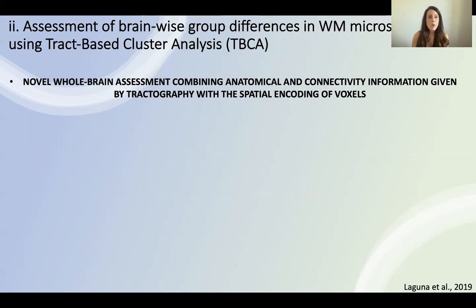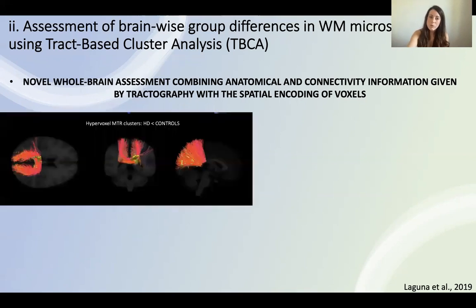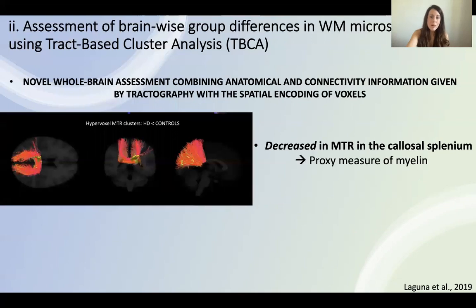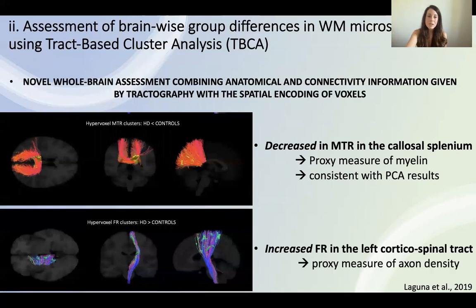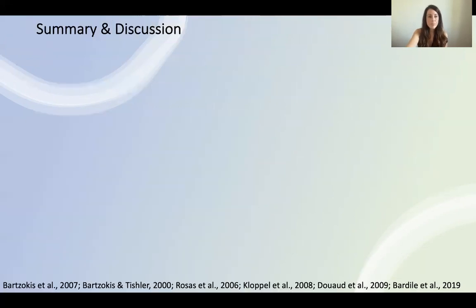is a novel whole brain assessment which combines anatomical and connectivity information provided by tractography with the spatial encoding of voxels. And again, consistent with the PCA analysis, we detected a decrease in apparent myelin in the posterior portion of the callosum. Additionally, we also detected an increase in the proxy measure of axon density in HD patients compared to controls in the left corticospinal tract.